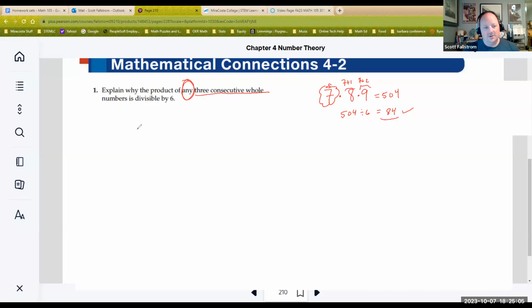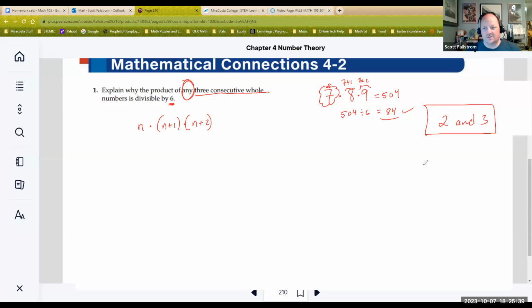So let's call it n. It's just for number, right? And then the next number would be n plus 1, right? And the next number would be n plus 2. Okay, so there we go. So let's see here. In order to be divisible by 6, remember checking for 6, we need it to be divisible by 2 and 3. Okay. So if it's divisible by 2 and by 3.